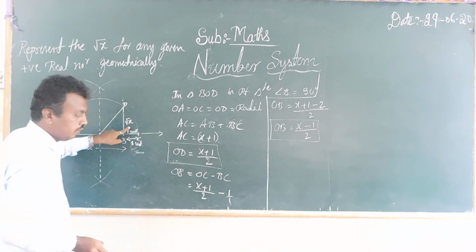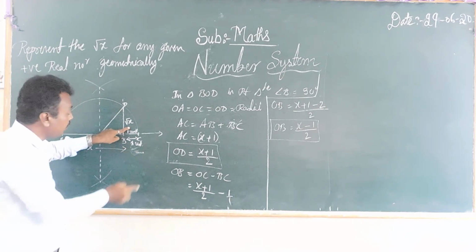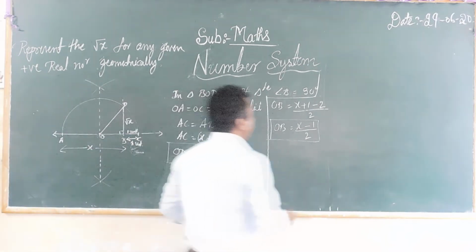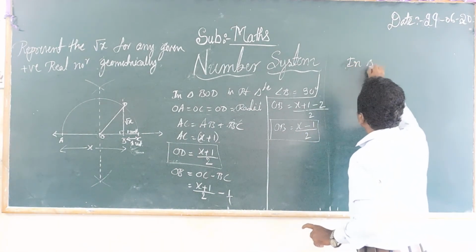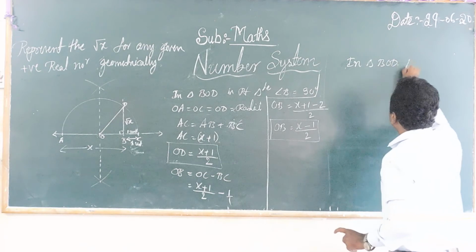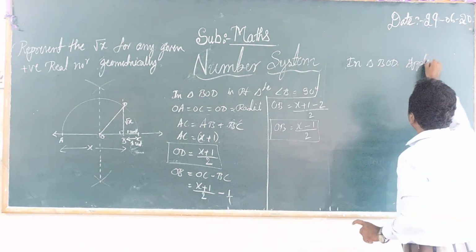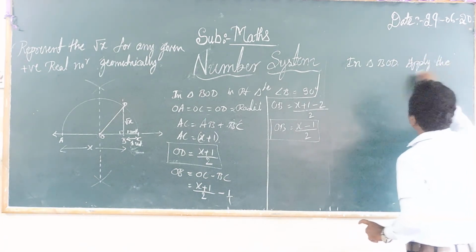BD is root x, we know that, but we have to prove it mathematically. So in triangle BOD, apply the Pythagoras theorem.